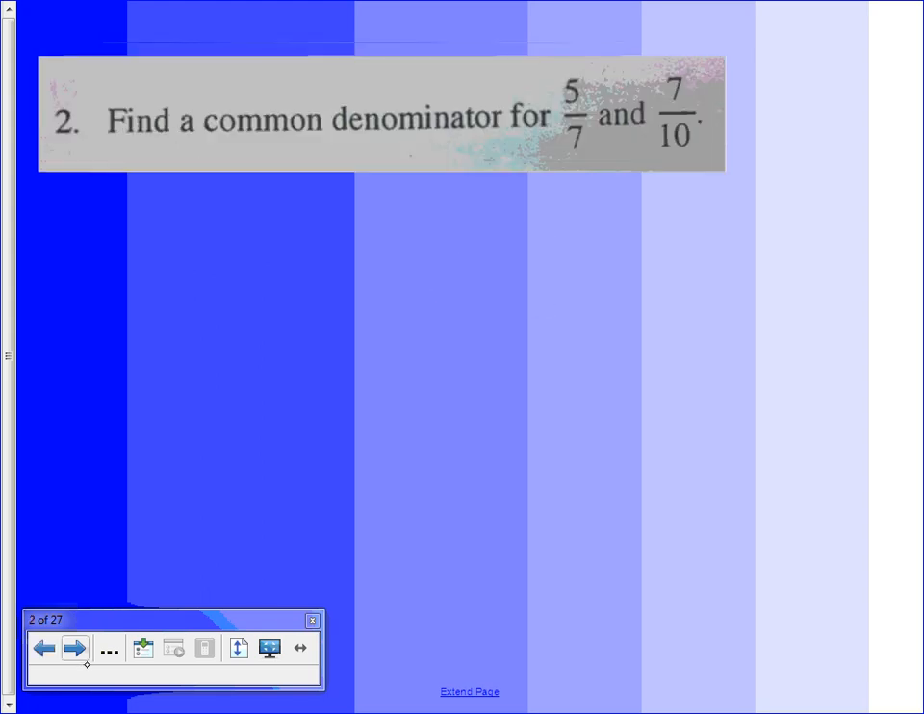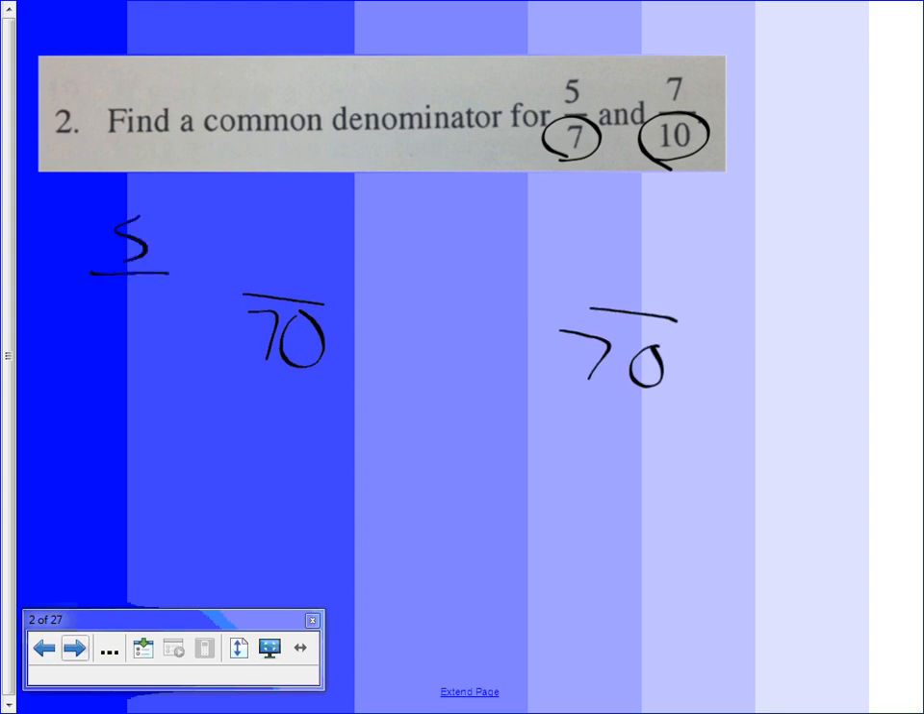Find a common denominator for 5/7 and 7/10. Well, 7 is a denominator, 10 is a denominator. What would be a common denominator for them? All we have to do is just do the multiplication rule and multiply 7 times 10, and we would get 70. Let's go ahead and change each of these fractions into 70.